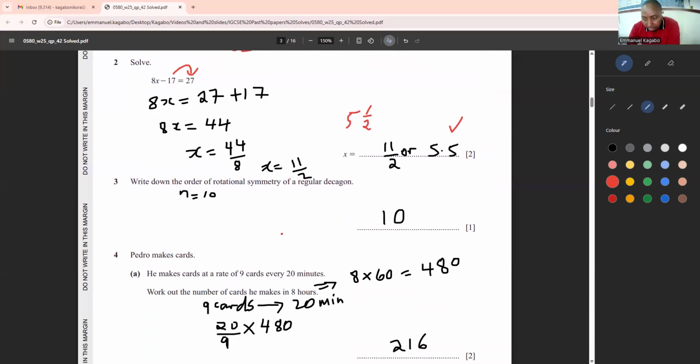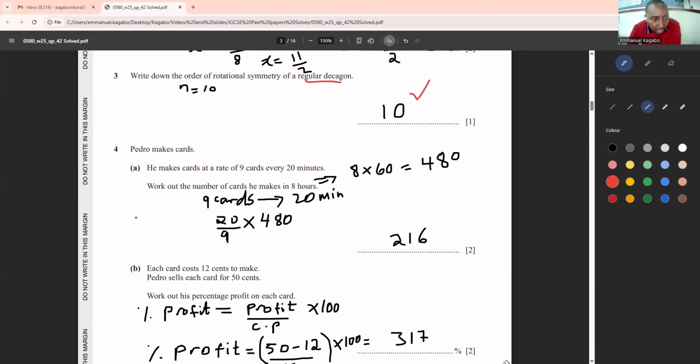Question 3. They said write down the order of rotation symmetry of a regular decagon. A decagon has how many sides, guys? A decagon has 10 sides. If it has 10 sides, and they said it's a regular polygon, that means all the sides are equal and all interior angles are going to be equal. And that means the lines of symmetry and order of rotation are going to be the same, and they are going to be 10.